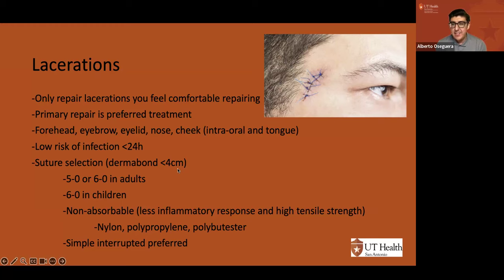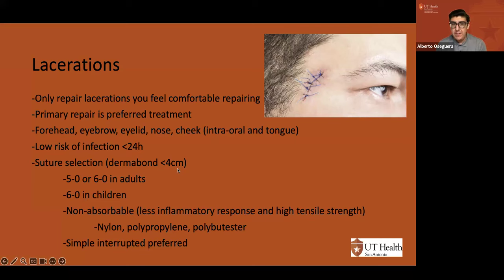And most of these lacerations can be fixed in less than 24 hours, as long as there's appropriate irrigation and cleaning. So if you see something that happens on the sideline and you just don't feel comfortable, know that it's possible to delay that and get either plastic surgery involved or ENT to allow for a good cosmetic repair. So along those lines, the primary repair is usually the preferred treatment for facial lacerations.